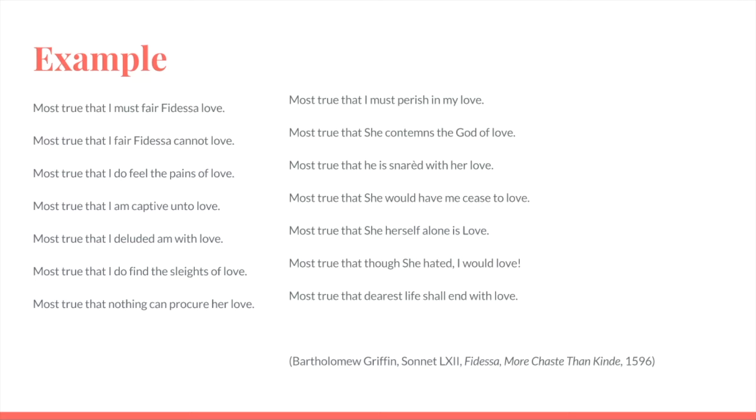The last example is from Bartholomew Griffin. I'm not going to read it all to you, but I'm going to describe the anaphora, epistrophe, and symploche in this example. So in each line, it starts out with "most true," which would be the anaphora because it's repeated every line at the beginning of the clause. "Love" would be the epistrophe because it's repeated every line at the end of the clause. This creates the symploche because you use the two in tandem.